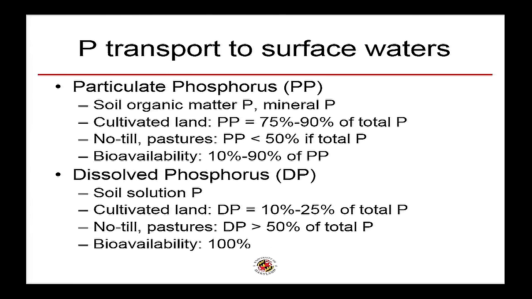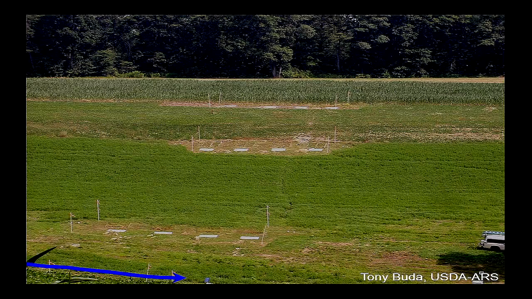So you're going to see a greater percentage of that particulate P where you've got cultivated land. It's going to be decreased if you're in a no-till or a pasture situation. But that dissolved phosphorus is going to be much less if you're tilling and increasing the contact between that phosphorus and the soil, and you're going to see a lot more of it in a no-till system where this dissolved phosphorus source is surface applied.